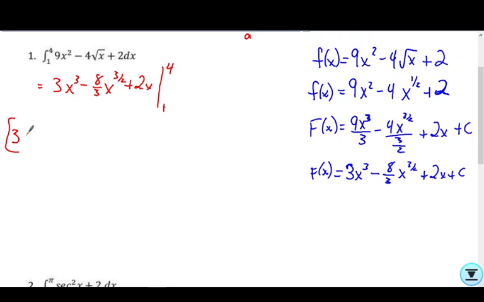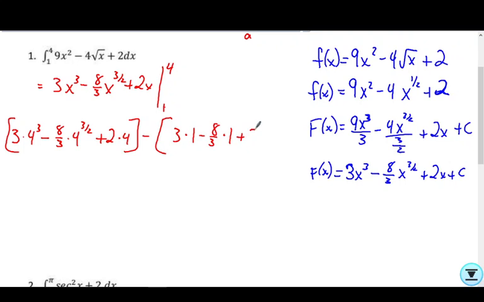When we plug in, we're going to get 3 times 4 cubed minus 8 over 3 times 4 to the 3 halves power plus 2 times 4, minus the same thing when you plug in 1. So you're going to get 3 times 1 minus 8 over 3 times 1 plus 2 times 1. Okay?